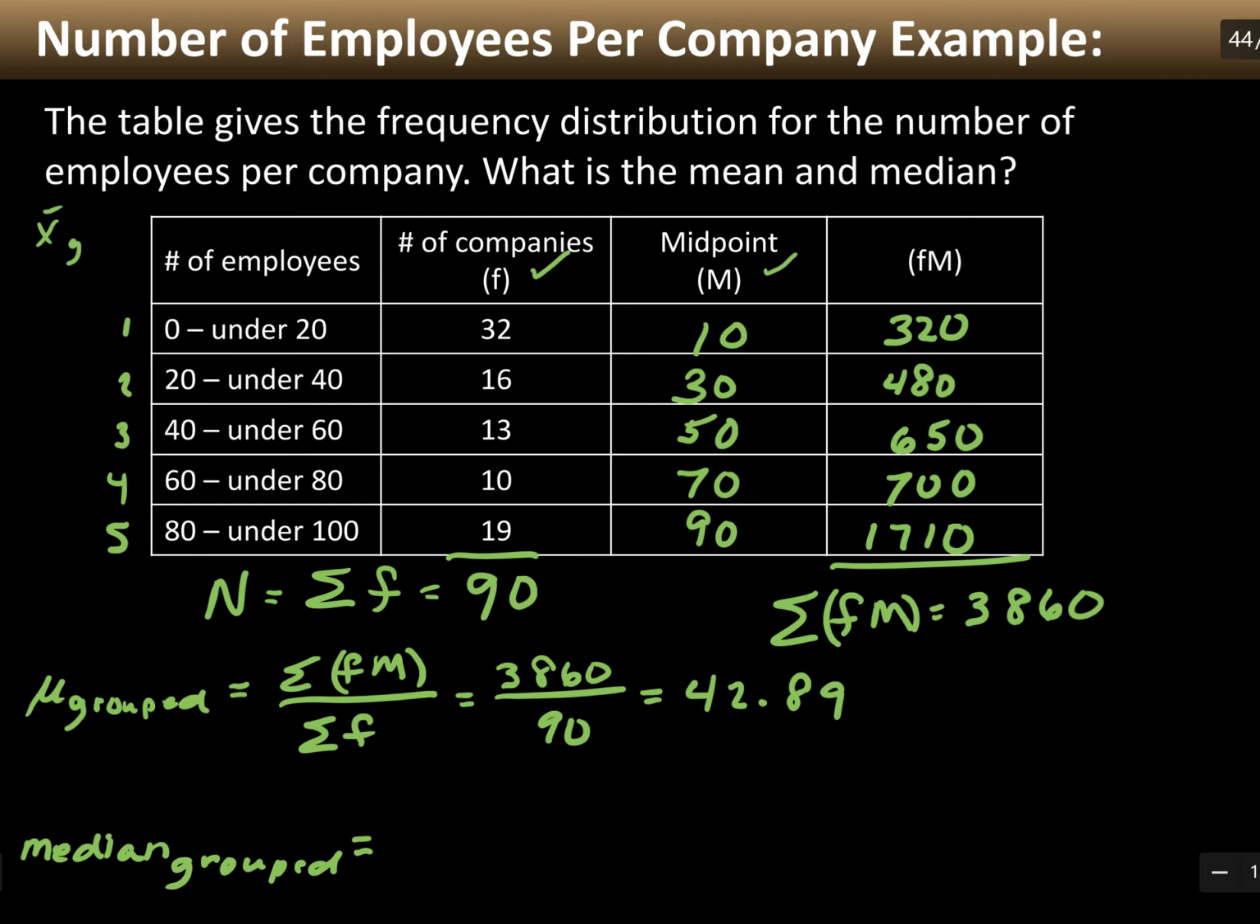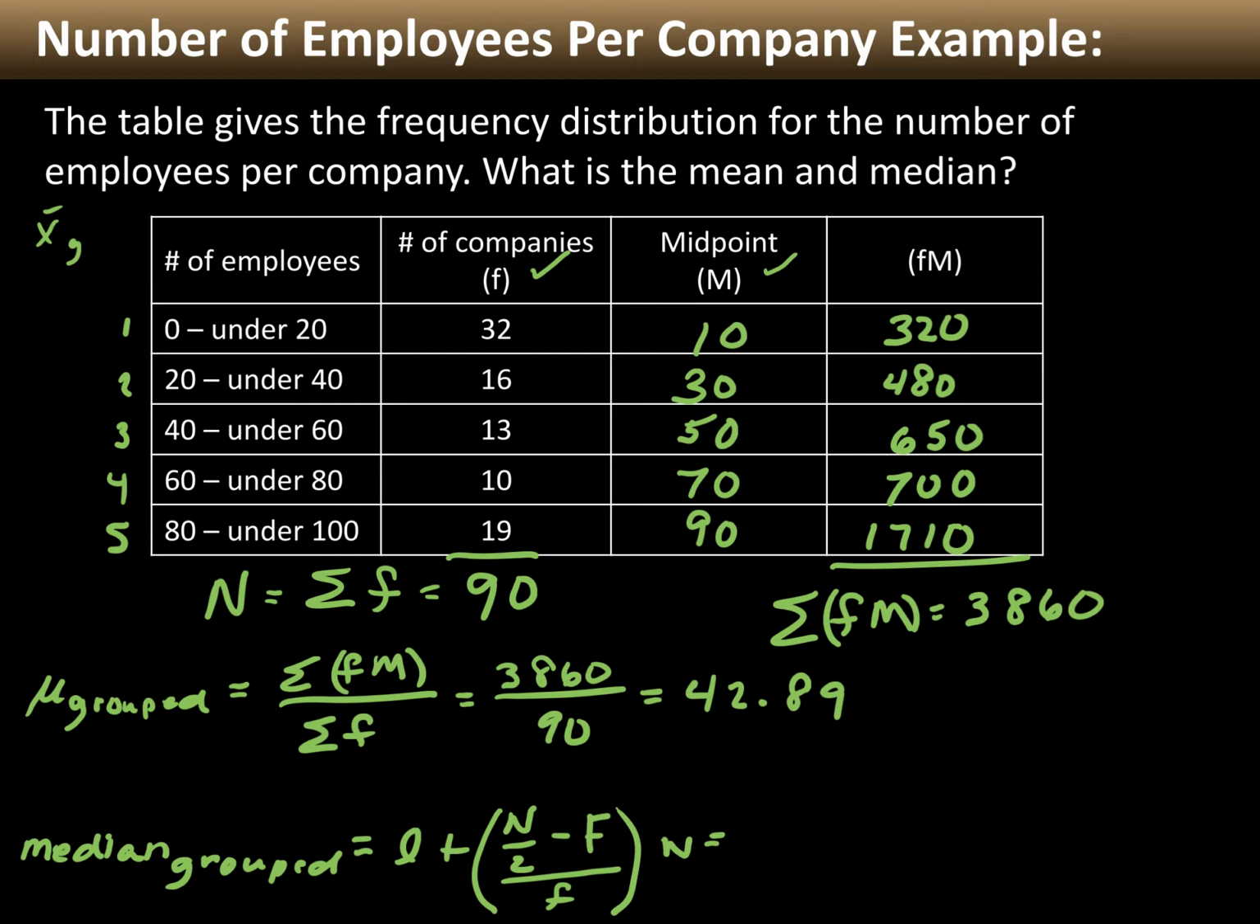To find the median of the grouped data, we're going to use the formula: L plus N divided by 2. Again, if this was a sample, that would be a lowercase n. Subtract F. Make sure you subtract F, and then divide the whole thing by f, and then multiply by the width, W. So we need to find what the median is of the ungrouped data.